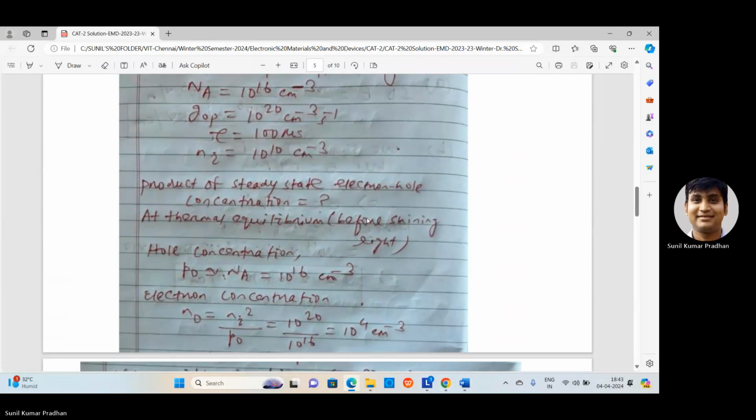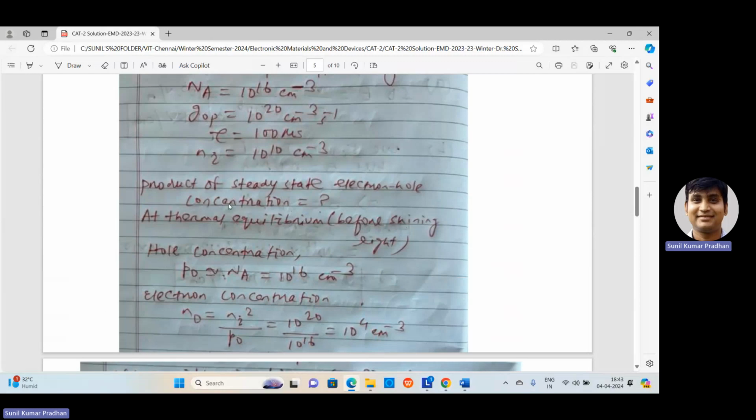So before shining light, when the sample is in thermal equilibrium, what will be my hole concentration? Let's say I'm denoting the hole concentration as P naught. That is equal to your acceptor concentration, and that is nothing but 10 to the power 16 per centimeter cube.